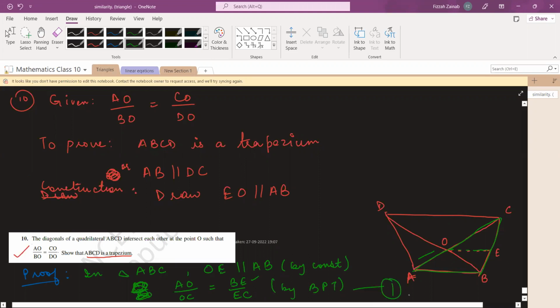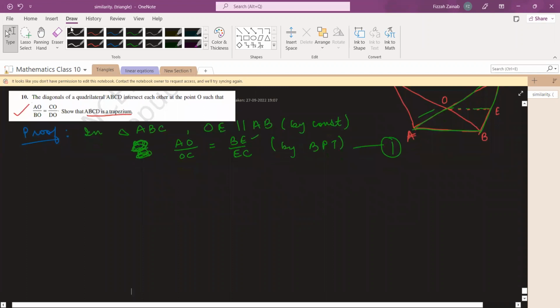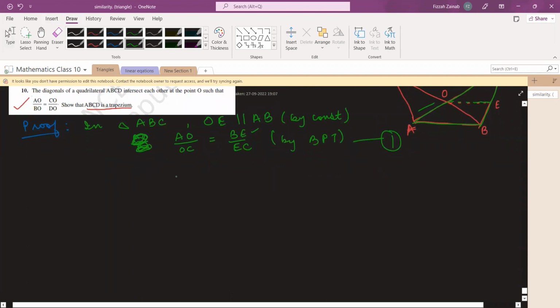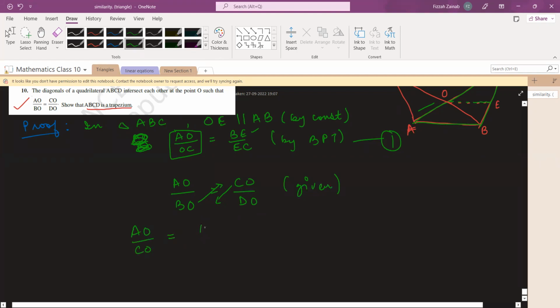Now something is given to me. What is given? It is given that AO upon BO is equal to CO upon DO. Again, I have to do one thing. Because here I have AO upon CO, I'll bring this CO here, and I'll take this BO here so that it will become the same thing. This is given, so I can write AO upon CO is equal to BO upon DO.